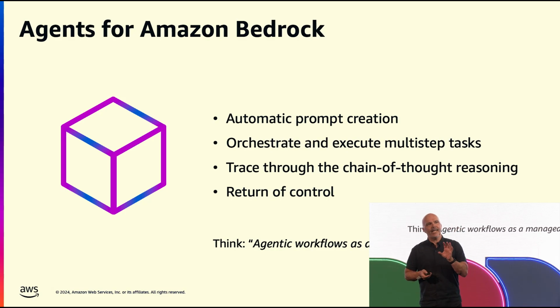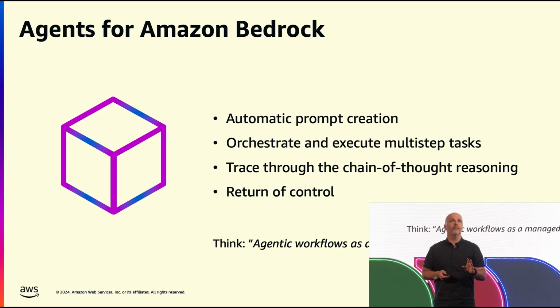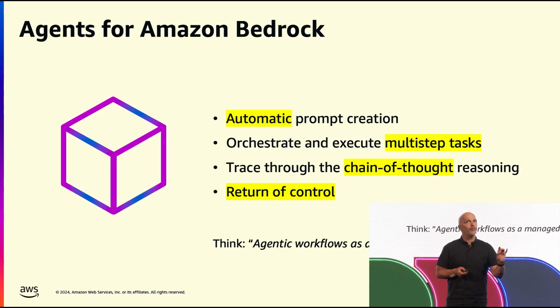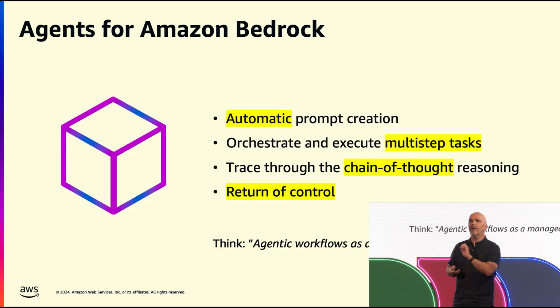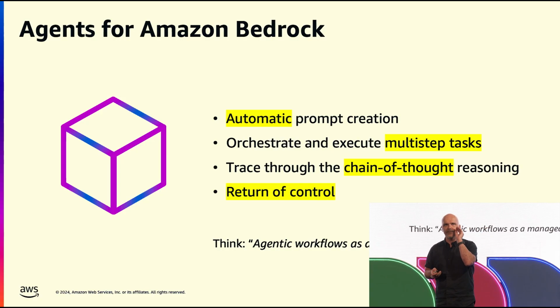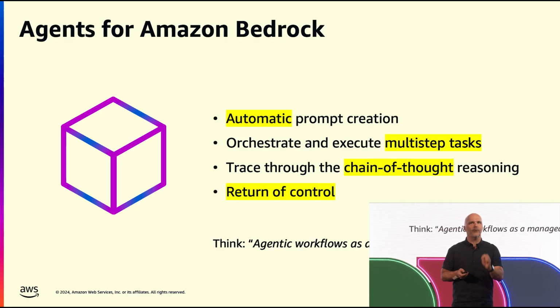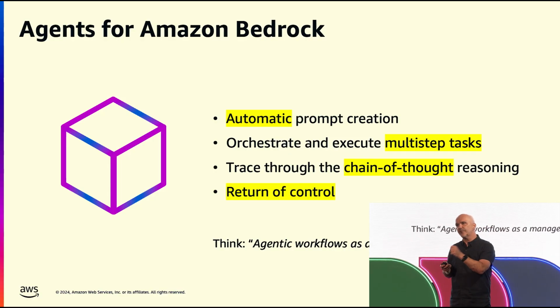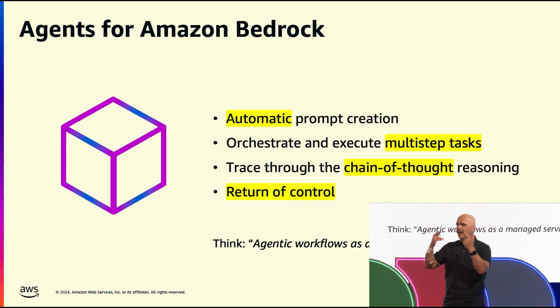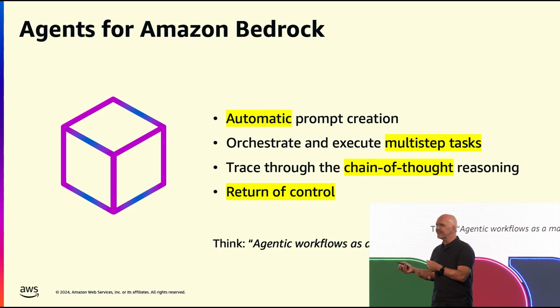So what was really handy for me and saved me a lot of time was a few features. Automatic prompt creation, because prompts are tricky. Anybody who says to you Gen AI is easy because prompts are just plain English is lying. Automatic prompt creation that Bedrock applies is very handy, saves me a lot of time. It does multi-steps, so you can orchestrate many steps. You can also trace through the chain of thought. The chain of thought is how the agent works out how to respond to your task.